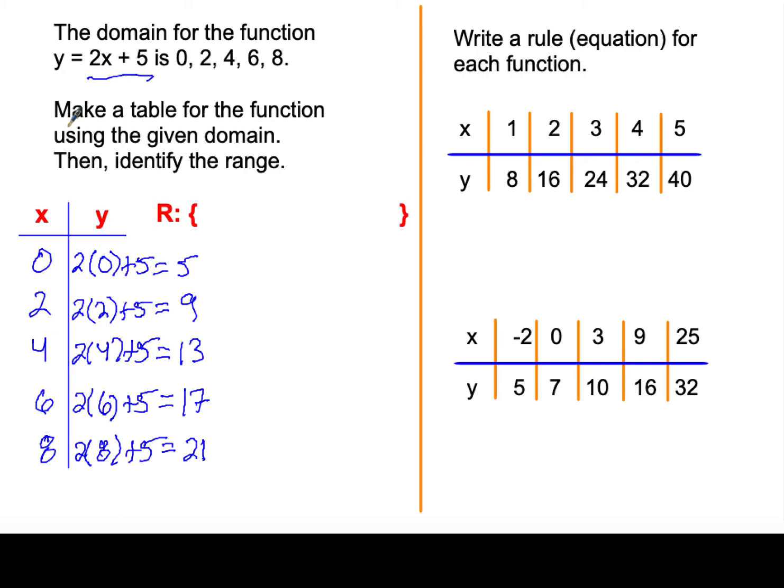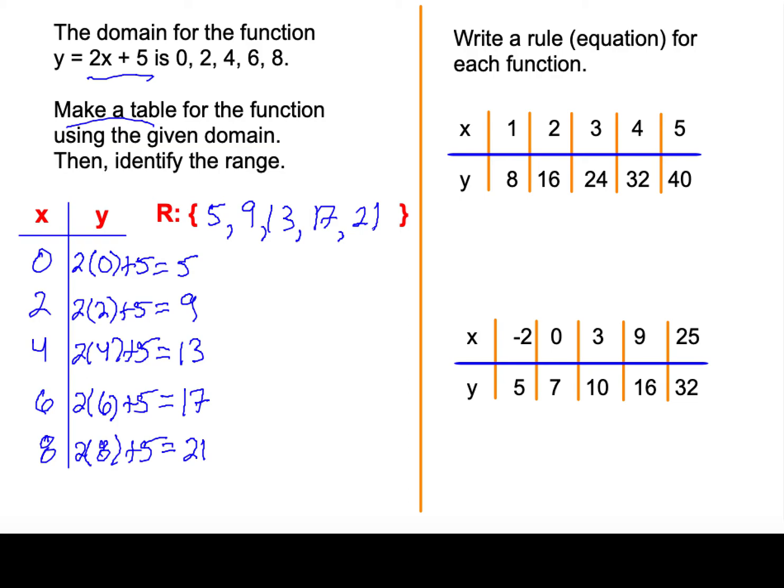But it says make a table. I did. For the given domain, only for those 5 numbers, only for what they gave me. And then identify the range. Well, my range is going to be those output numbers, 5, 9, 13, 17, and 21. And notice inside my sort of squiggly bracket there. That's how you work a function forward. We can input numbers and again get numbers back, those output numbers being called the range.